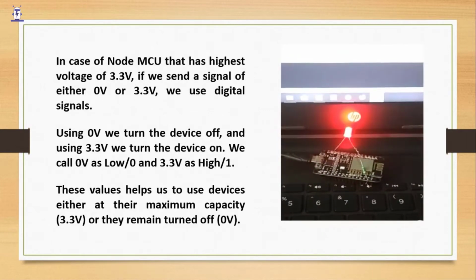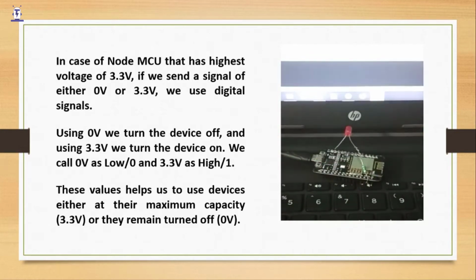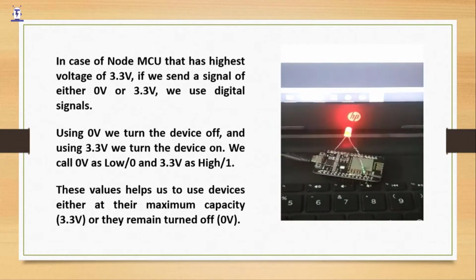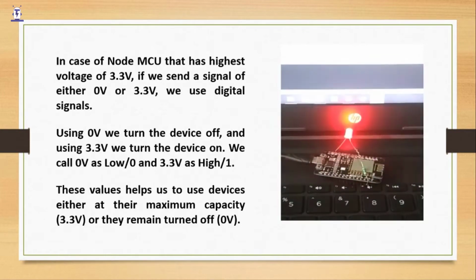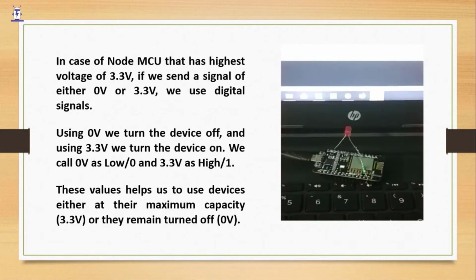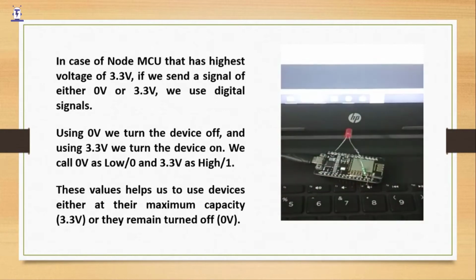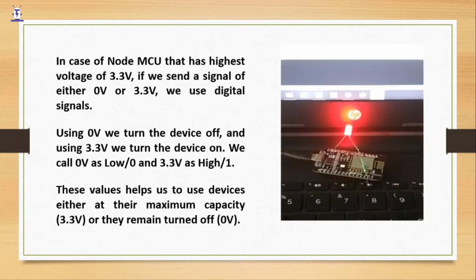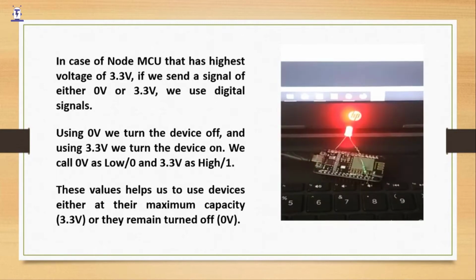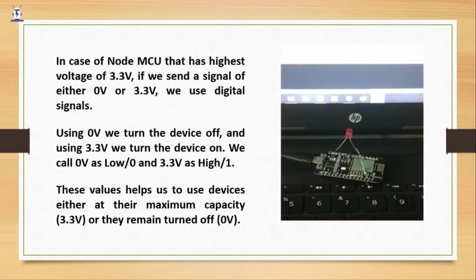NodeMCU has a highest voltage of 3.3 V and lowest voltage of 0 V. When we are sending 0 V, we are turning the device off, and when we are using 3.3 V, we are turning the device on. As you can see in the video, the LED is turning on at its maximum as we are sending 3.3 volts, that is a high value, and it is completely off when we are sending 0 V, that is a low value. There is no intermediate stage here. So this is how we are sending digital signals.